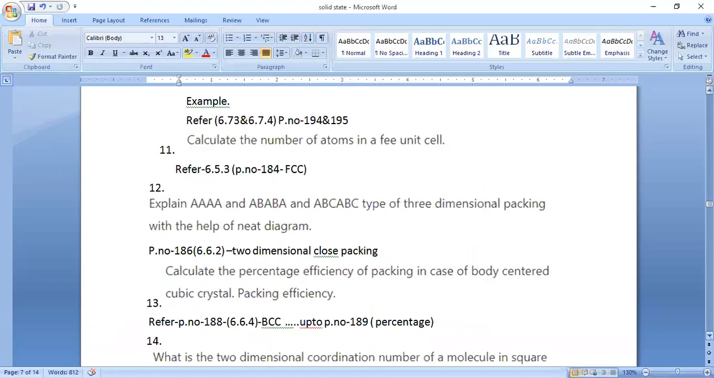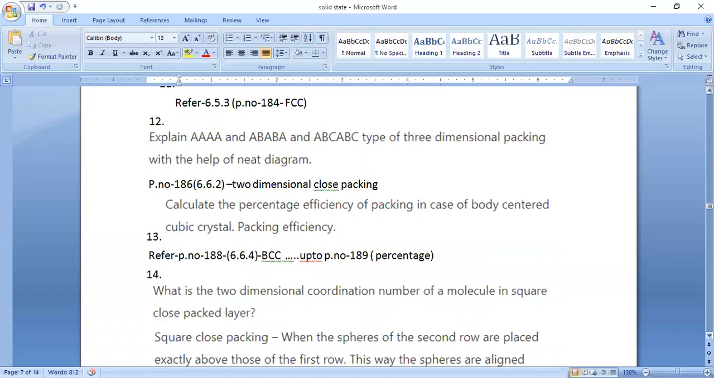So next question number 12. So explain AA, ABA and ABC type of three-dimensional packing with the help of neat diagram. So the answer is in page number 186. So 6.6.2, under the topic two-dimensional close packing.